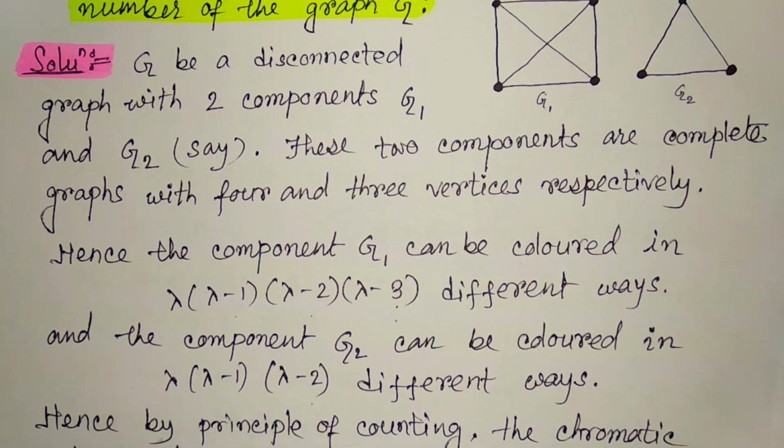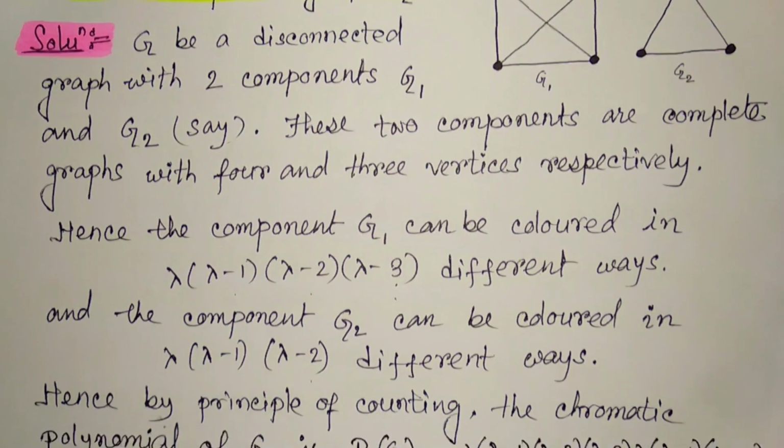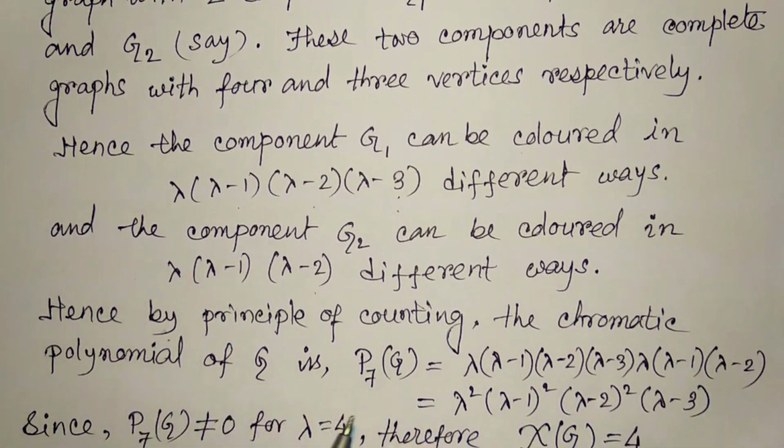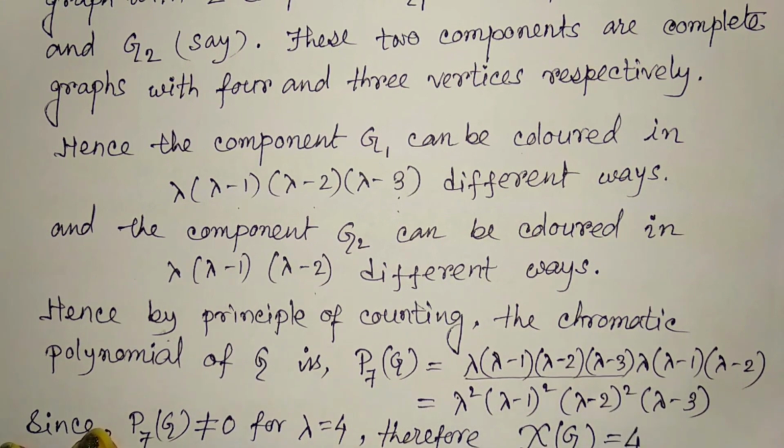So hence, by the principle of counting, we say that the chromatic polynomial of the entire graph G, in which there are a total of 7 vertices, so we should write P7 of G, should be the chromatic polynomial of G1 into the chromatic polynomial of G2. So this is the chromatic polynomial of G1, and this is the chromatic polynomial of G2. If we multiply these two, then we will find the chromatic polynomial.